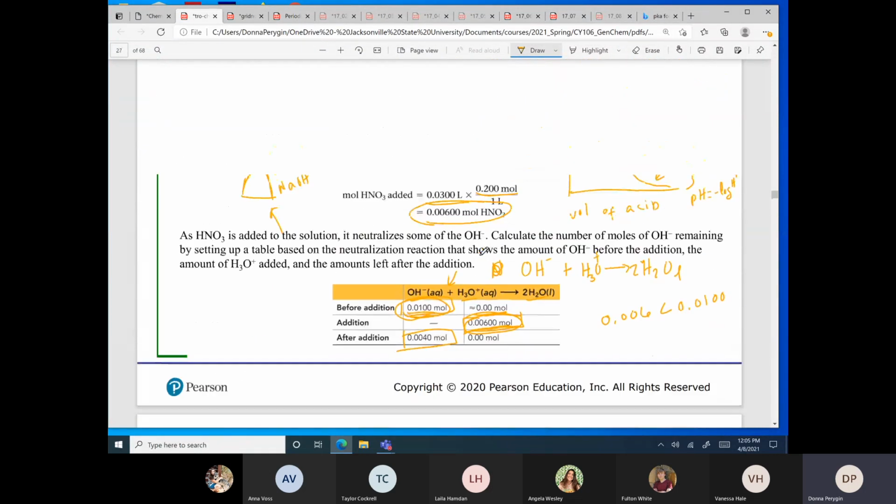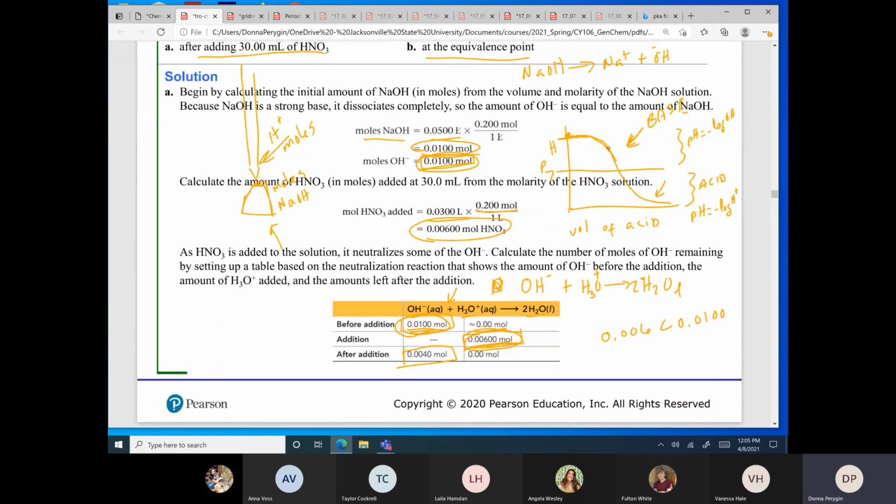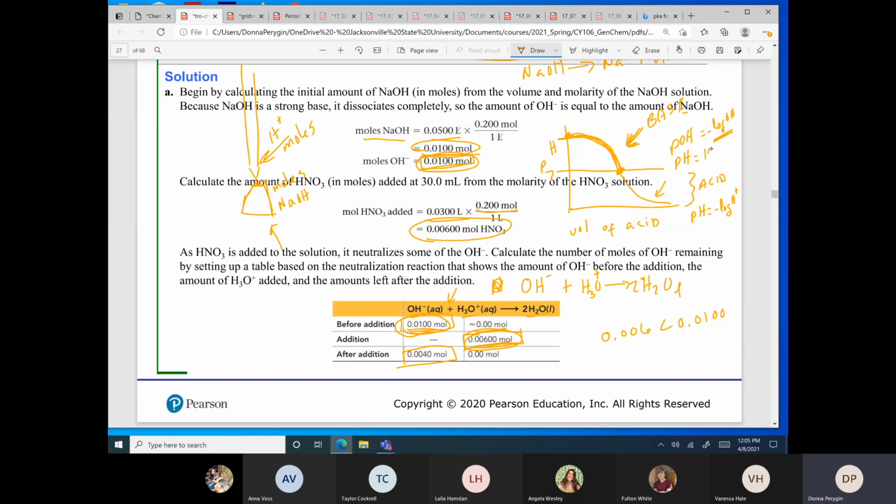Now, we don't have to work an equilibrium problem here, because we know how much hydroxide we have left. We haven't reached the equivalence point yet, because at the equivalence point, we're going to have exactly the same amount of hydroxide and H+. So we're still somewhere in this base range. So we're going to have to calculate the pOH as negative log of the hydroxide concentration. I meant to say pOH is the negative log of the hydroxide, and then the pH is equal to 14 minus the pOH.